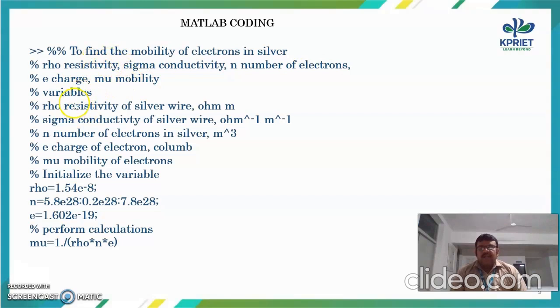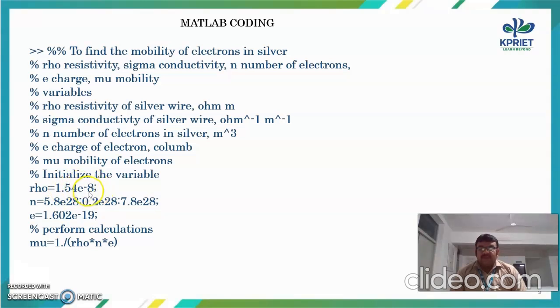In the below statement, I am specifying my variables with units: rho, the resistivity of the silver wire, given in ohm meter; sigma, the conductivity of the silver wire, written as per ohm per meter; n, the number of electrons in silver, expressed per meter cube; e, the charge of an electron, expressed in coulomb; and mu represents the mobility of electrons. Then I am assigning values to these variables, that is rho is given as 1.54 × 10^-8.